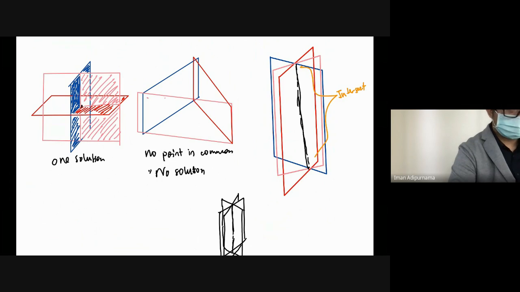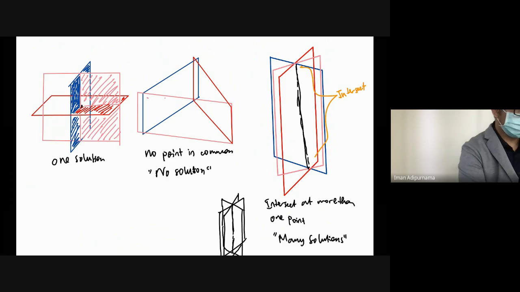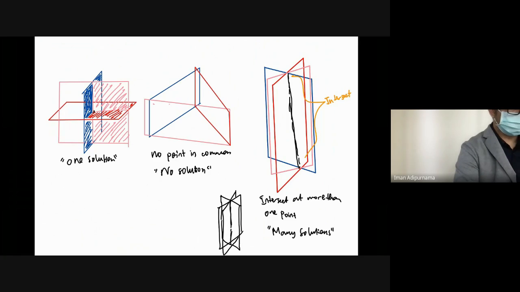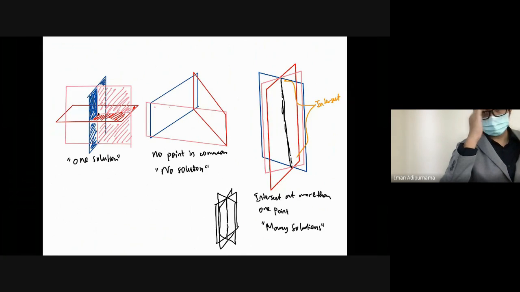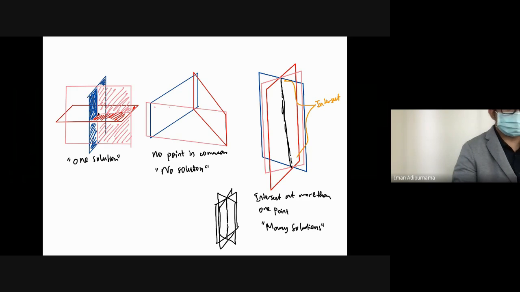This is what we call intersect at more than one point. So this has many solutions, or infinitely many solutions. That is if we want to draw in 3 dimensions.